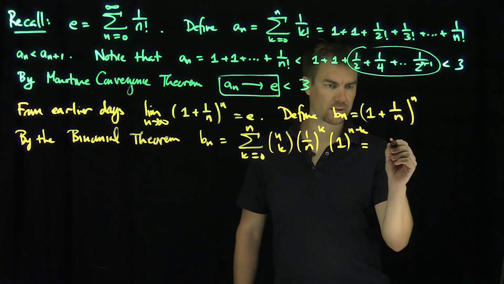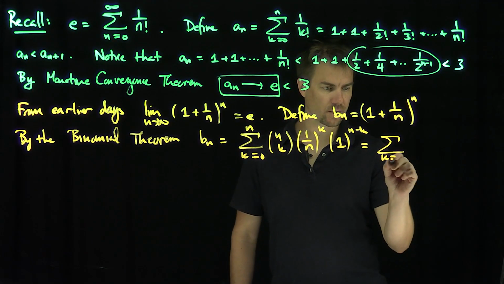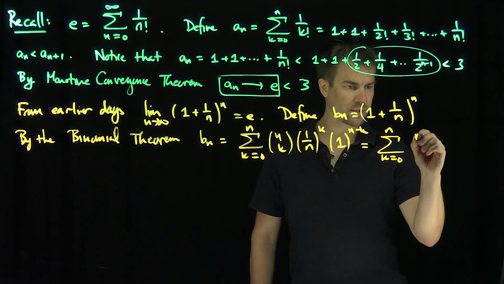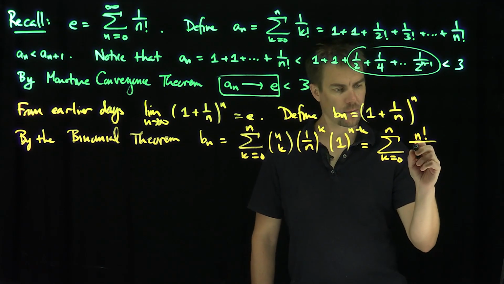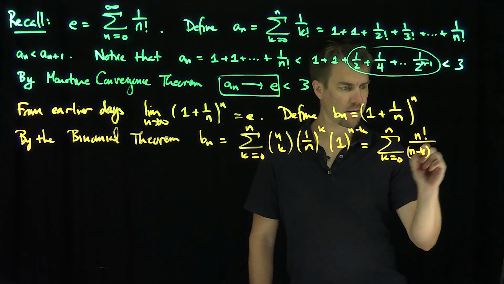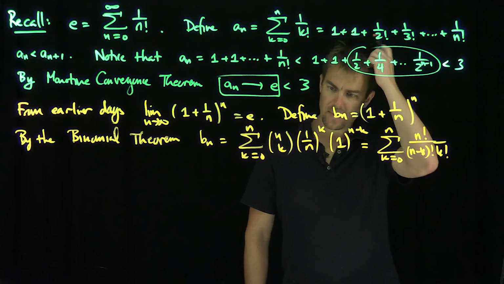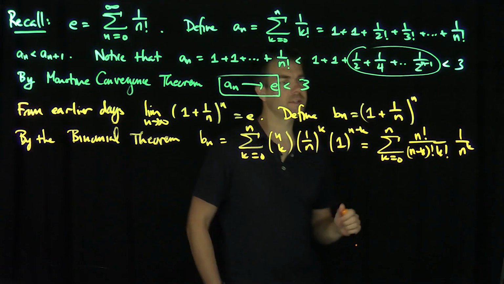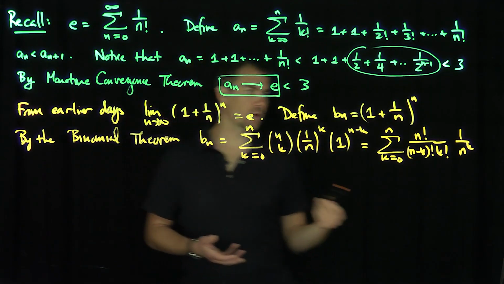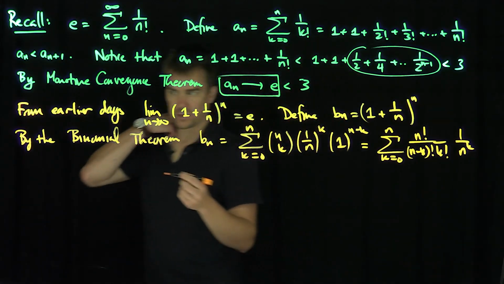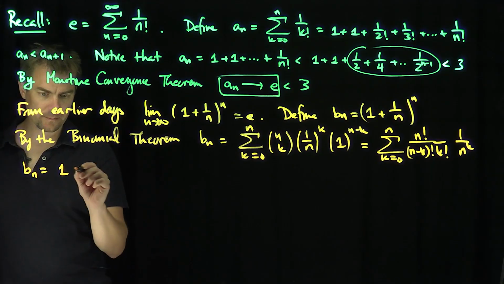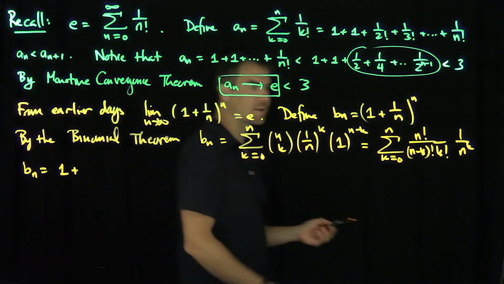So what we really have over here is the sum, k goes from 0 up to n, of n choose k, which of course is n factorial over (n minus k) factorial times k factorial, and then 1 over n to the power k. Let's examine this carefully and see what these terms look like. When k is equal to 0, this is going to be a 1. So in other words, b_n has a 1 when k is equal to 0.